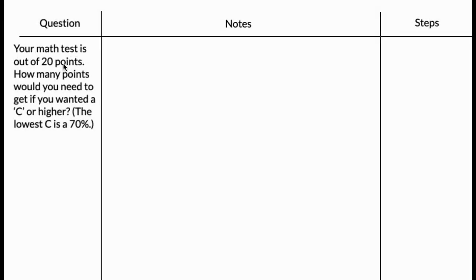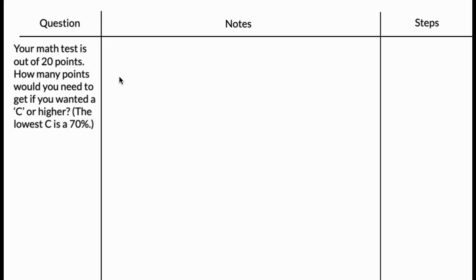Your math test is out of 20 points. How many points would you need to get if you wanted a C or higher? And just to make sure that you know, the lowest C possible is a 70%. So basically what this question is asking is we've got to find what 70% of 20 is.